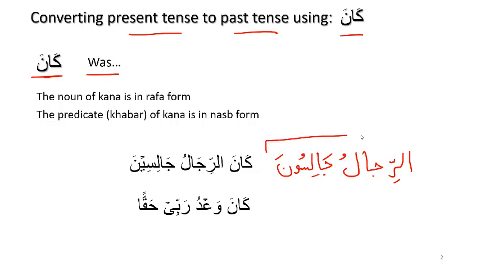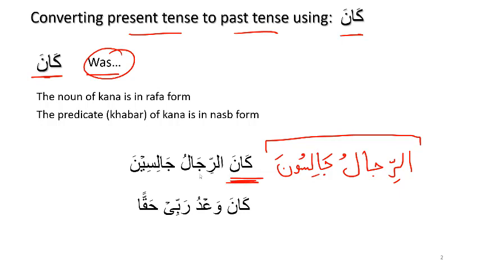So if we have the simple sentence, ar-rijalu jalisuna, this means that the men are sitting. Let's say we want to convert this into past tense. We do that by adding kana. Kana rijalu jalisina. This means that the men were sitting. So basically this meaning of was or were is introduced.